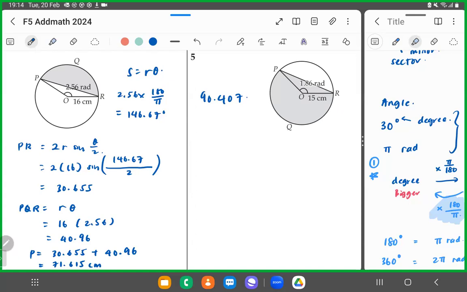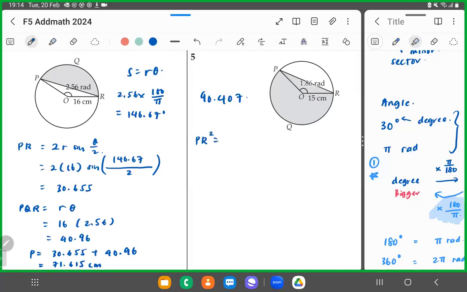Okay, so the same thing, go to the next one, but this one, PQR, is on the other side, right? So for the length of the arc here, you will need to have this angle. But I find this one first, PR first.